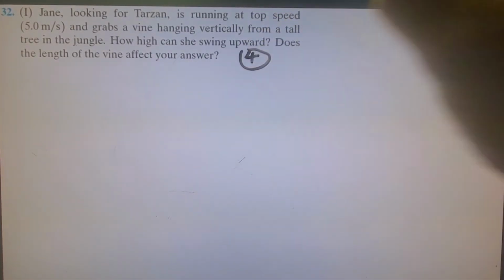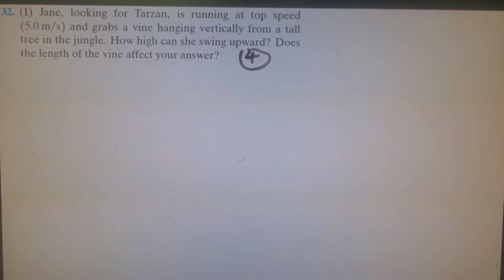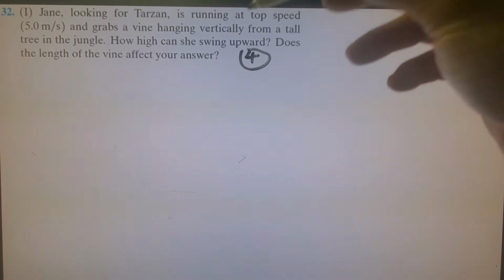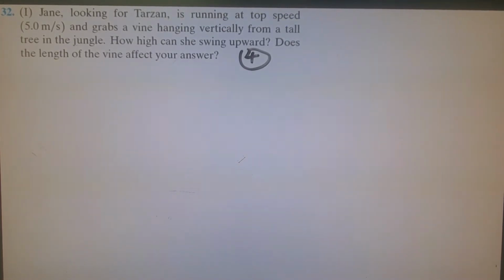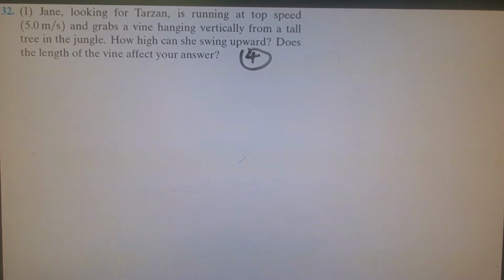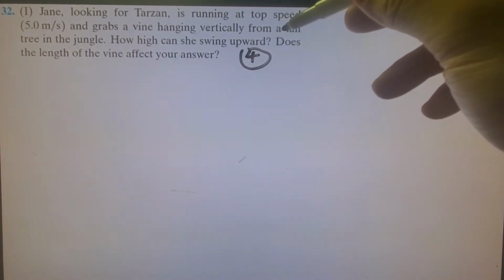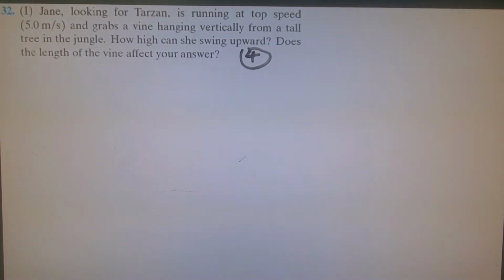A person named Jane is running at a top speed of 5 meters per second and grabs on to a rope. What is the highest that she will swing up? Does the length of the rope affect the answer?